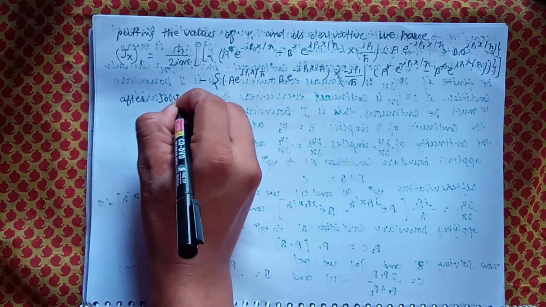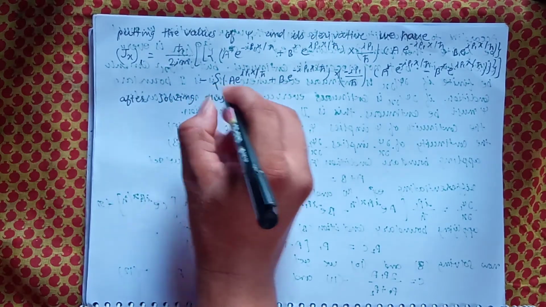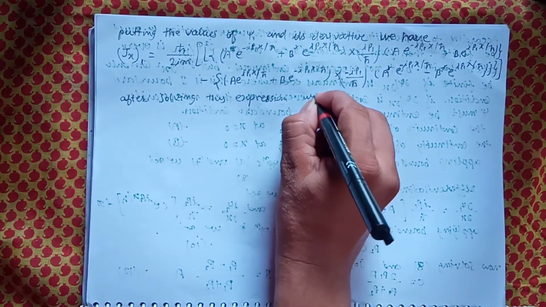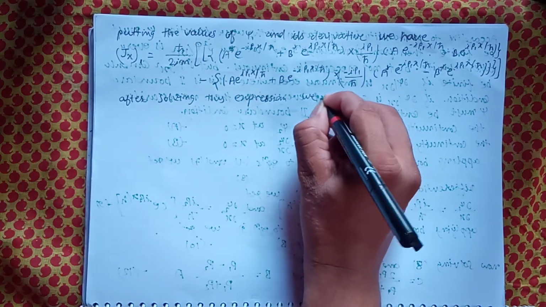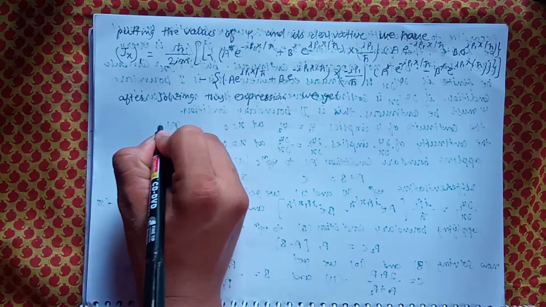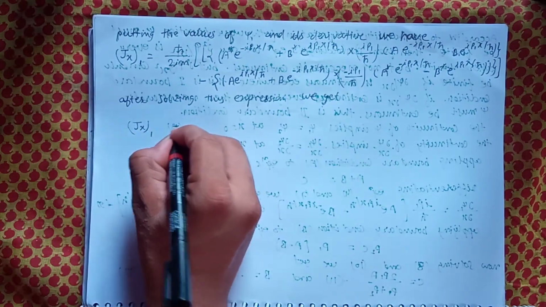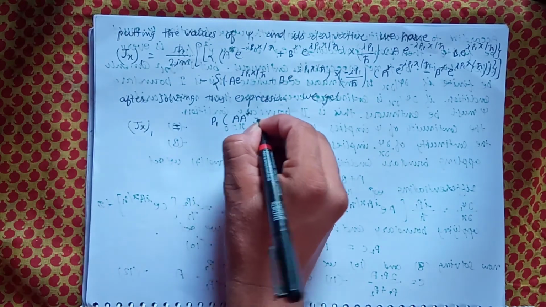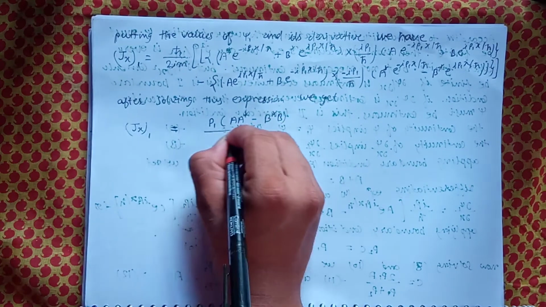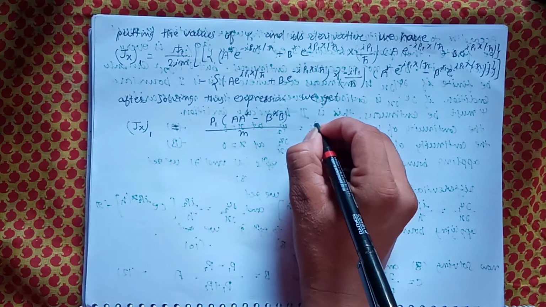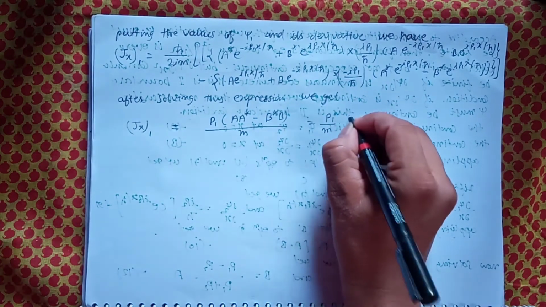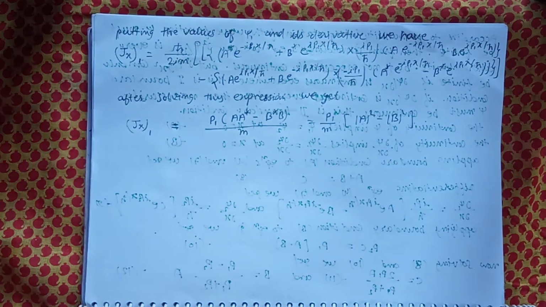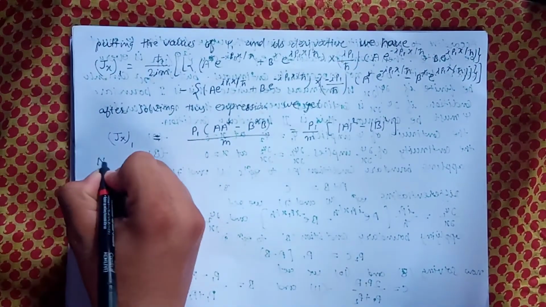After solving this expression, we get jx first is equal to p1 over m (mod of A square minus mod of B square).